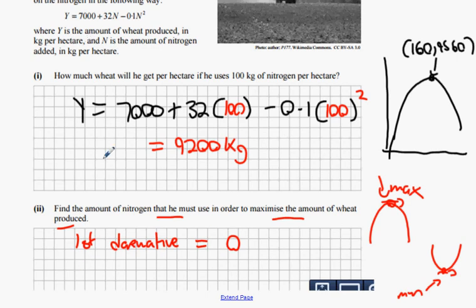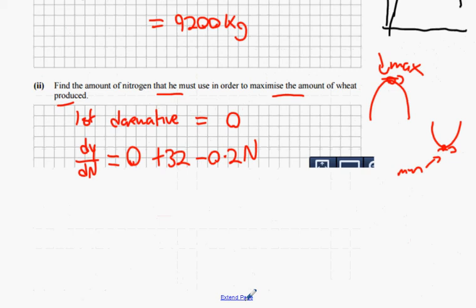When you differentiate 7,000, what do you get? You're differentiating y using the letter n, dy dn. What happens when you differentiate 7,000? 0. What happens when you differentiate 32n? The n just disappears and it becomes 32. And finally the last one, n squared. What do you do with the 2? Multiply it by the minus 0.1 to become 0.2. Take 1 away from the power, n.